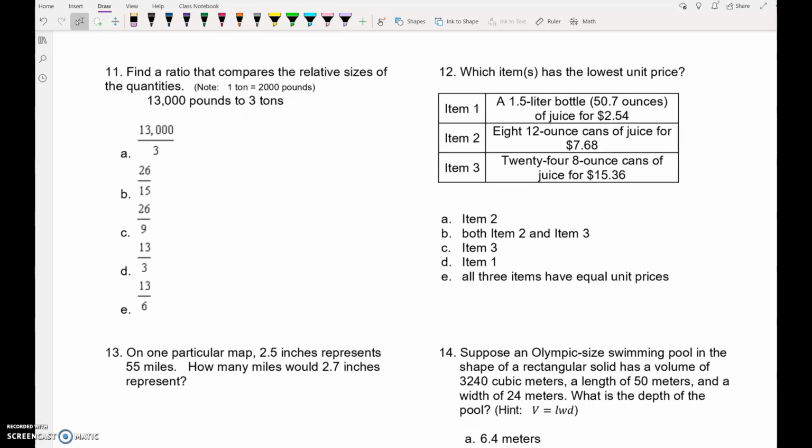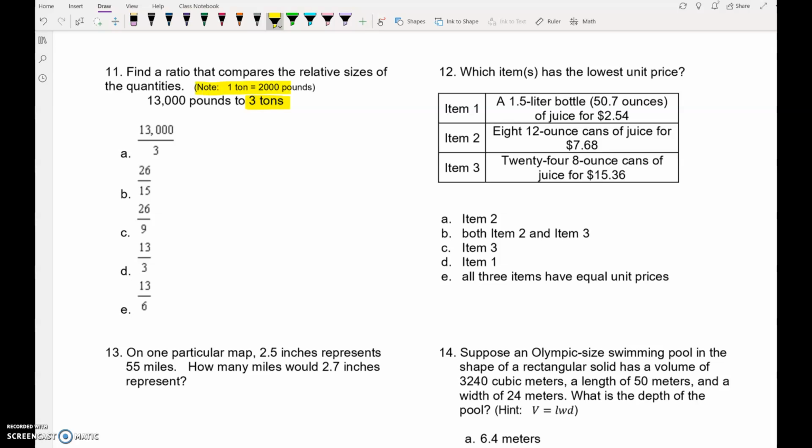Okay, number 11 is the next one I really want to go through with you. Find a ratio that compares the relative sizes of the quantities 13,000 pounds to 3 tons. The A is the distractor. You really want both of these things to be the same units. So take the bigger one, 3 tons, and we're going to change that 3 tons into pounds.